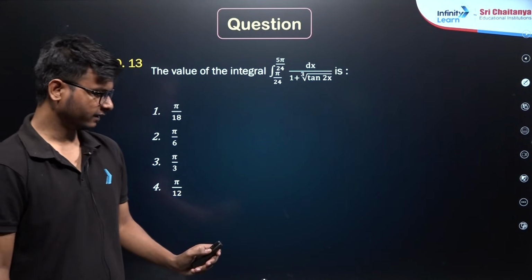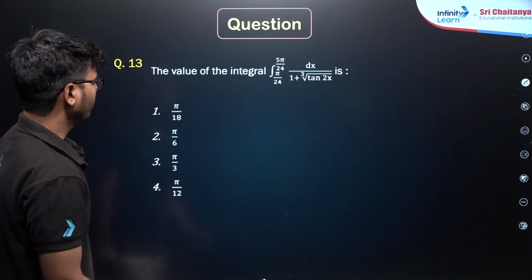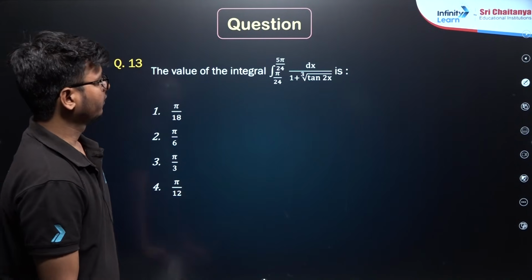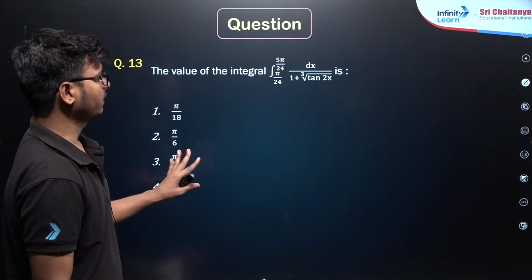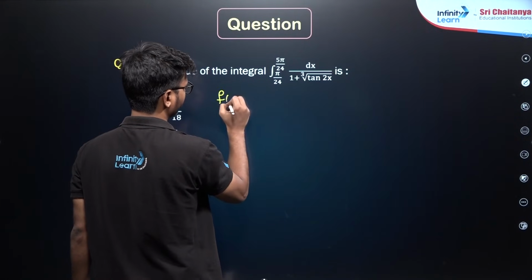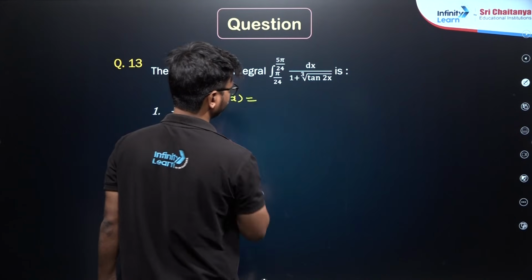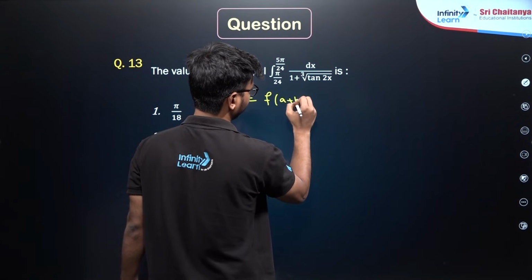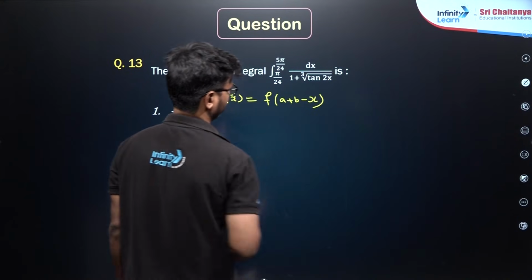Okay, so let's read the question. Basically we have to find the value of the integral, correct. Here we are going to use the King's rule. That means I can write f of x as f of a plus b minus x.